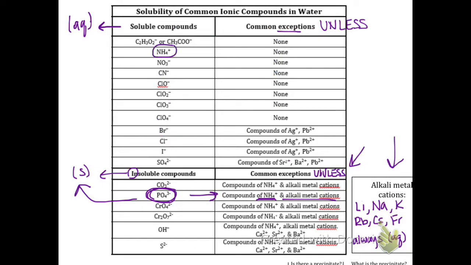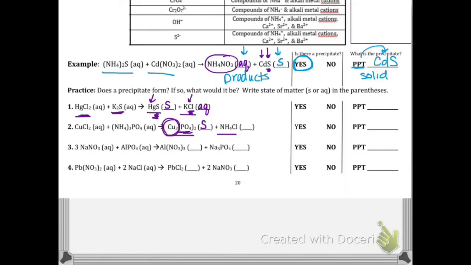NH4 is here and Cl is here. They're both under aqueous. So we say that these are always aqueous unless it's attached to, okay, there's no exceptions there. And over here, is it attached to a silver or a lead? The answer is no. So that means it's always going to be aqueous.